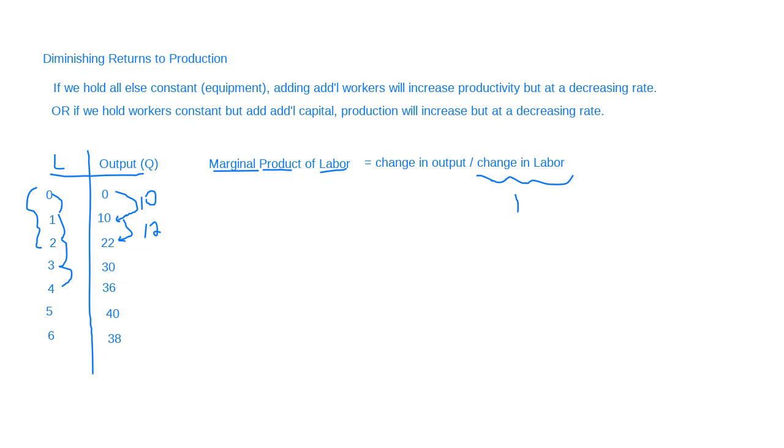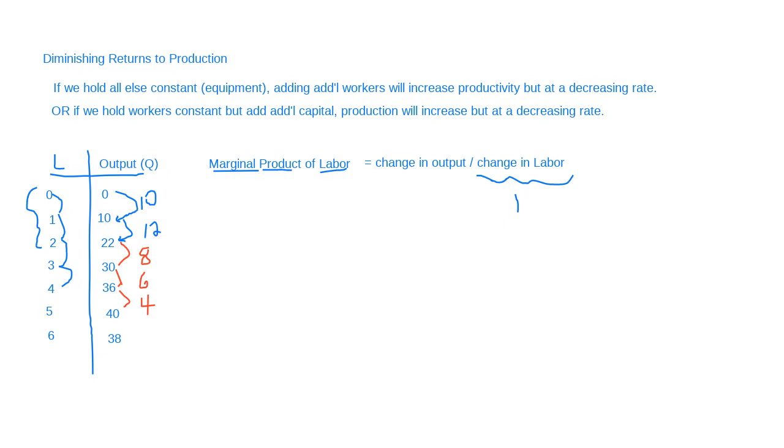All right, so as I go from 2 to 3 workers, I'm going to change the color here just to note where it's changing. From 2 to 3 workers, my production only goes up by 8. And from 3 to 4 workers, it only goes up by 6. And from 4 to 5 workers, it's only going up by 4.